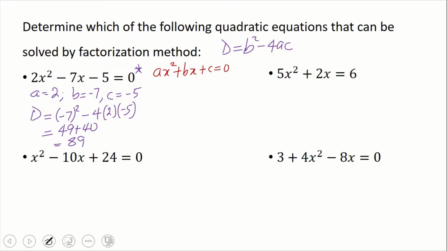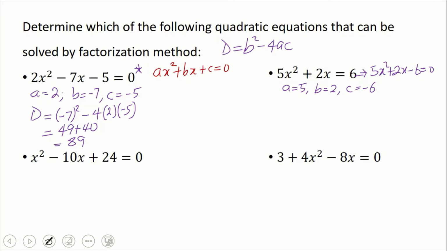Now let's look at the second equation, 5x squared plus 2x minus 6. Okay, before you write out the parameters a, b, and c, you have to rewrite this equation. So the equation will be 5x squared plus 2x minus 6 equals 0, where the value of a in this case is 5, the value of b is 2, and the value of c is minus 6.